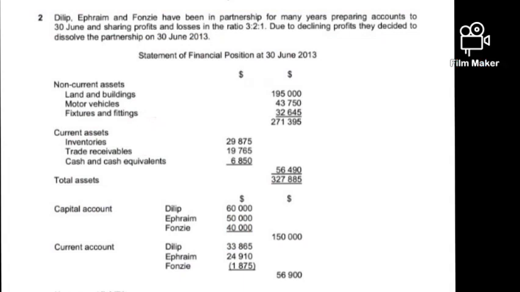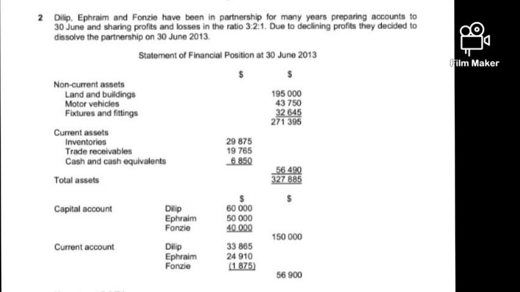Welcome back to the next segment. Right. The question reads, Dilip, Ephraim, and Fonzie have been in partnership for many years, preparing accounts to 30 June and sharing profits and losses in the ratio 3:2:1. Due to declining profits, they decided to dissolve the partnership on 30 June 2013.